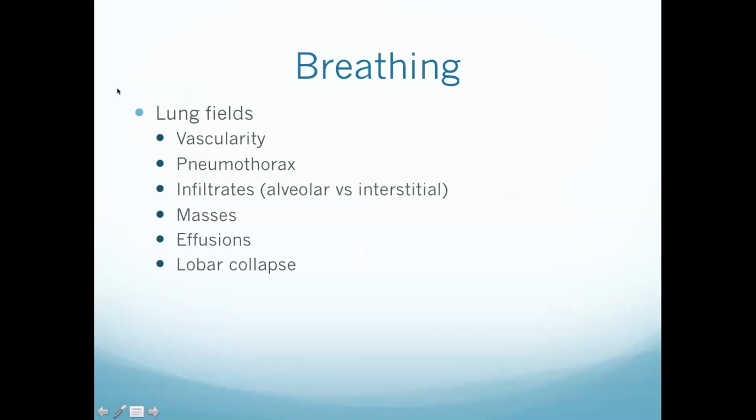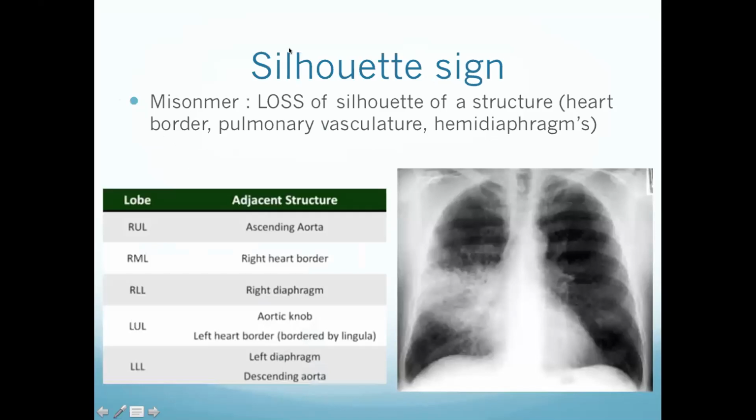With all the fields, you want to be comparing them both, looking for the vascularity. Do the lung markings go all the way out to the peripheries? You can use this to see if there's any pneumothoraces. And then if you see any infiltrates, which I'll come on to, any masses, effusions, lobar collapses. And this is the silhouette sign I was saying earlier.